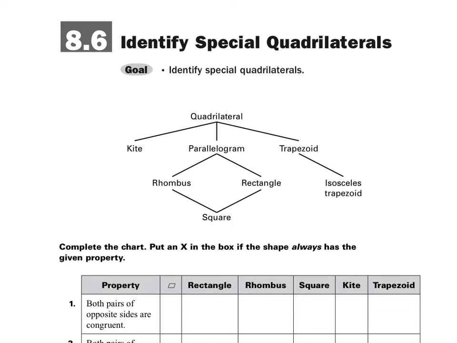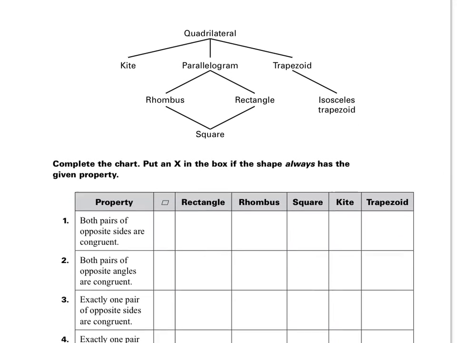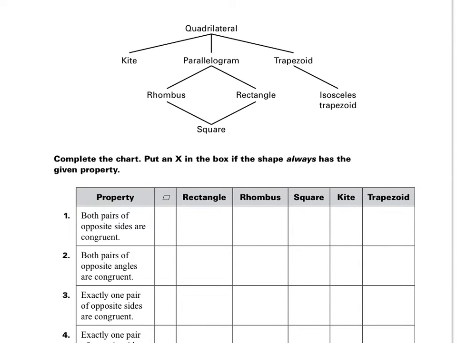And then the breakdown, within a trapezoid, you have the isosceles trapezoid. Within the parallelogram, you have the rhombus, the rectangle, and the square. So what you'll need to do in this section is just recall those properties. So if we have both pairs of opposite sides congruent, we're going to check off or put an X in the box for all of them that apply.